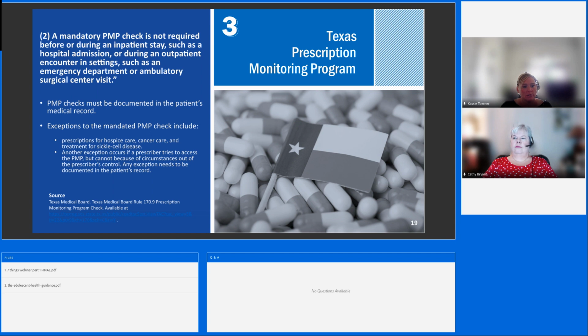There are a couple of exceptions to the PMP check here: prescriptions used for hospice, cancer care, treatment of sickle cell anemia, and then also if for some reason you're not able to get into the system for a particular reason, that should be documented and noted in the chart. These would be one-off situations and not as a standard. But again, if you're having trouble accessing the system and you need to prescribe, then make sure that that's documented into the notes so that you have that to recall. And again, we also included the source here for the Texas PMP, so that you can review it if you have additional questions or need additional information if you're prescribing these types of medications.